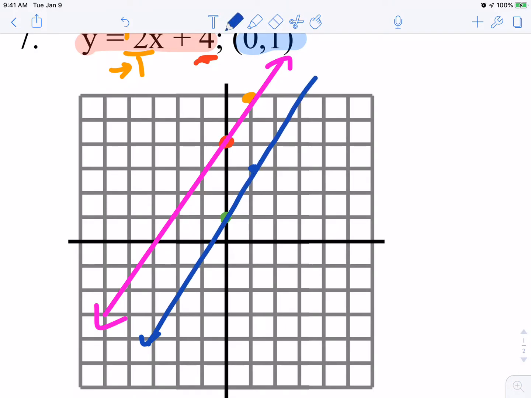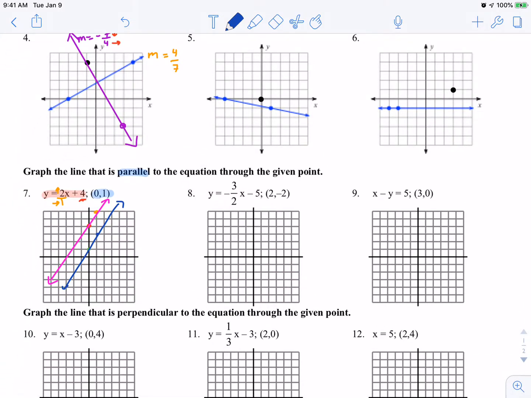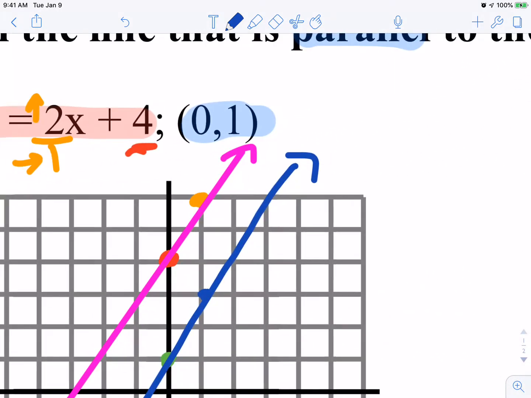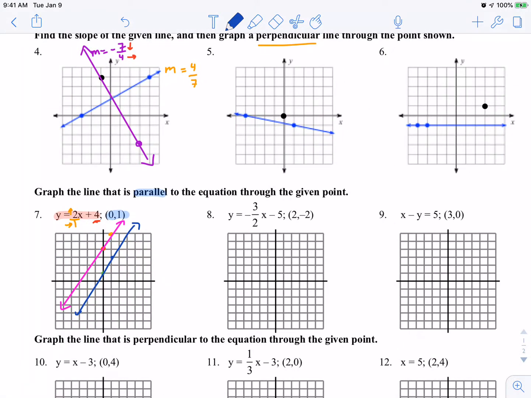So the first step again is to graph the line, and the second step is to graph a parallel line that goes through the point that's given to you.